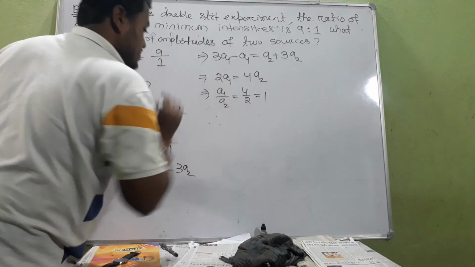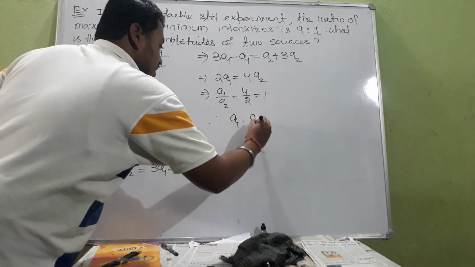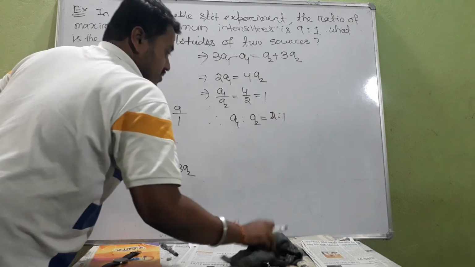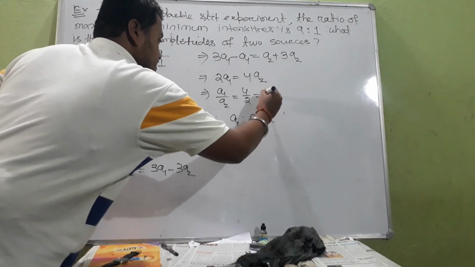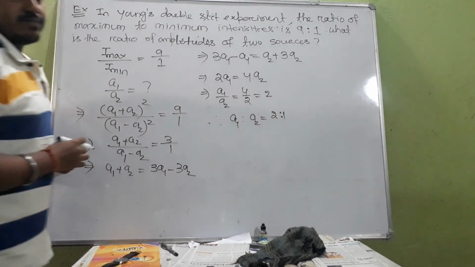So the answer is, the ratio of individual amplitudes A1 is to A2 we will get as 2 is to 1. And its ratio is 2, which is equal to 2 is to 1. This is the answer.